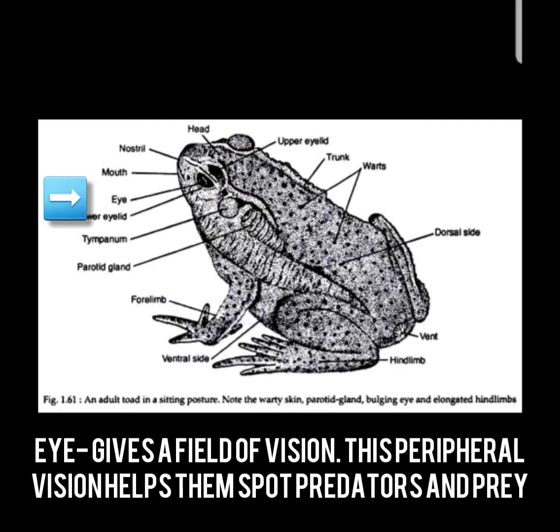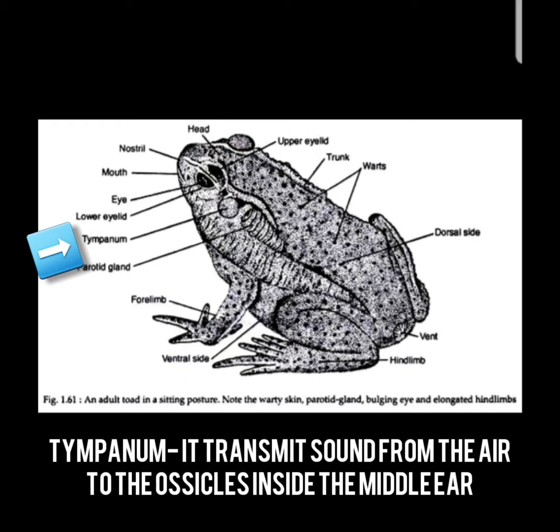Next, we have the eye. Eyes positioned atop the head give a wide field of vision. This peripheral vision helps them spot predators and prey. Next is the tympanum, a thin membrane that separates the external ear from the middle ear. Its function is to transmit sound from the air to the ossicles inside the middle ear.